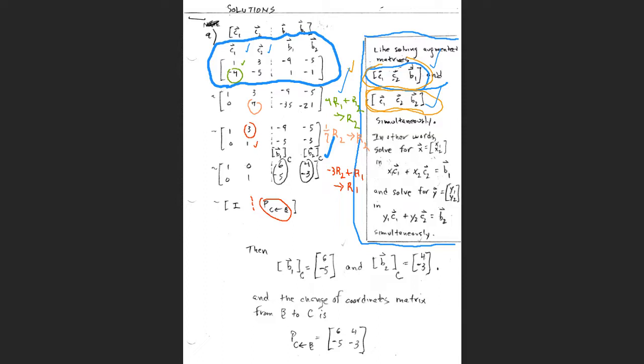Well, we'll talk about that, Mikhail. That's going to come next. But we have our change of coordinates matrix from basis B to basis C. And so that means if you take any vector with coordinates relative to basis B, you can get the coordinates relative to basis C using that matrix.